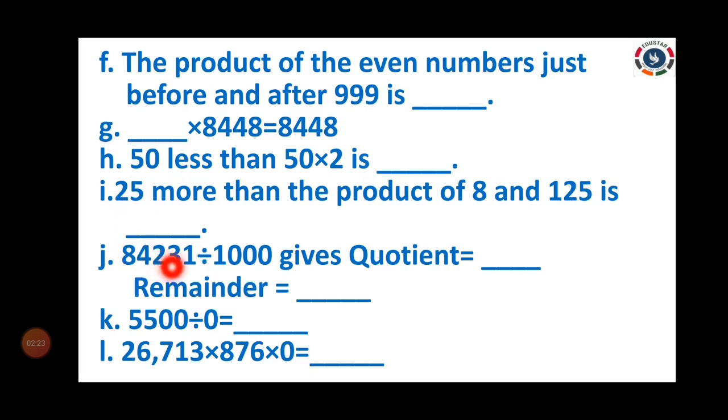Then J. 84,231 divided by 1000 gives quotient and remainder, you want to find that out. Then K. 5500 divided by 0 is equal to dash. L. 26,713 into 876 into 0 is equal to dash.